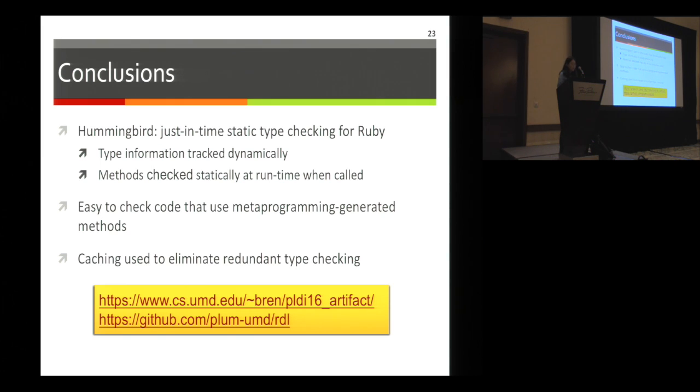So in conclusion, we presented Hummingbird, which is a just-in-time static type checker. Type information is tracked dynamically, and methods are checked at method call time when they're called, and we found that it handles metaprogramming generated methods and can eliminate redundant method checks. That's it. Thanks for coming.